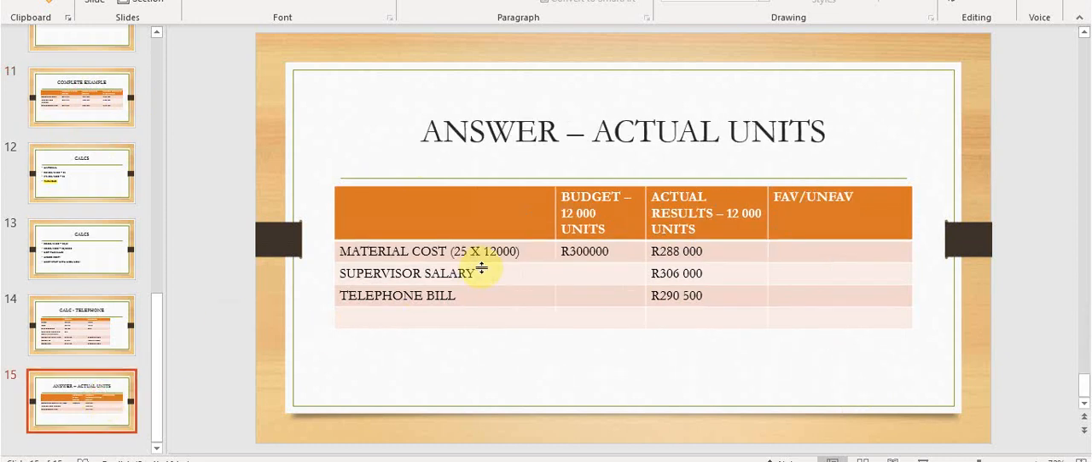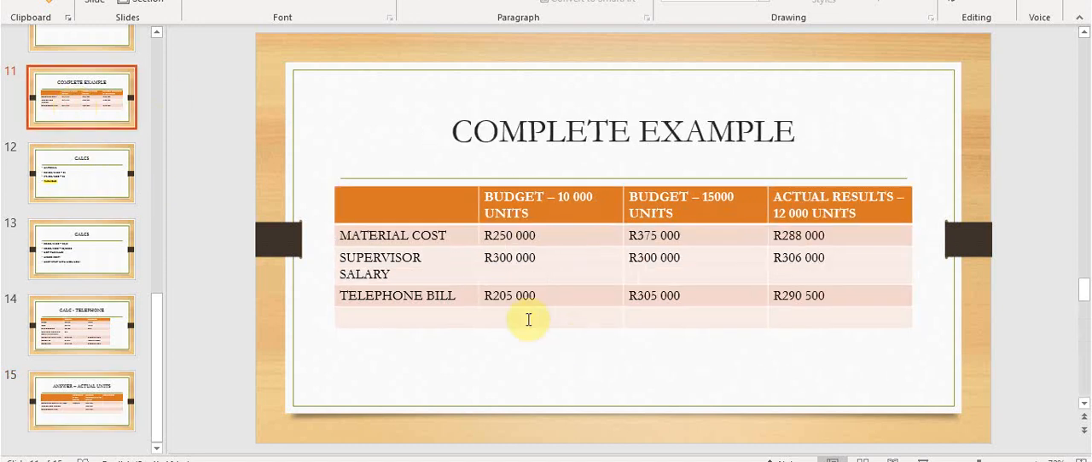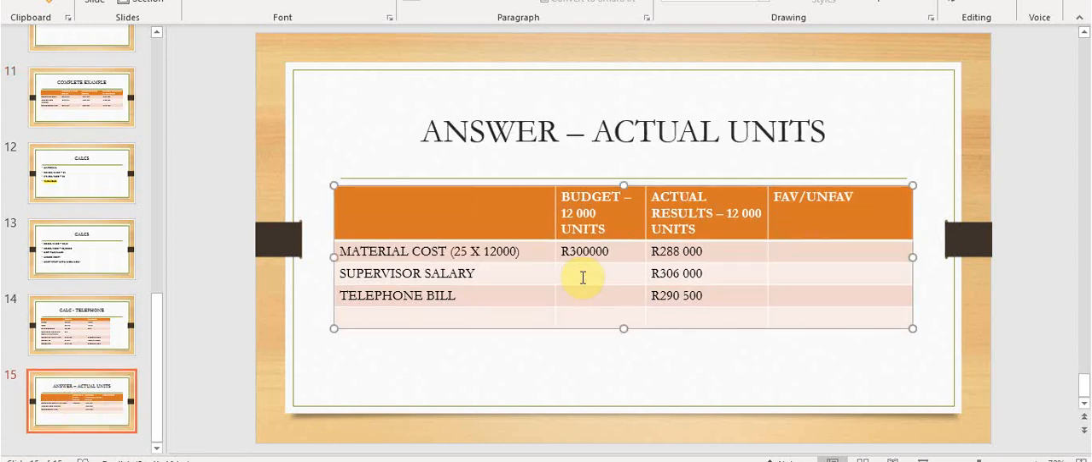Right, then the salary of the supervisor. If we go back to the example again, I remember that at each budgeted level, it was the same. So I should now also use 300,000 for my budgeted level. Even if it's 12,000 units, I need to use the same budgeted value for the supervisor salary at each level because it is a fixed cost. So here I'm filling in 300,000.